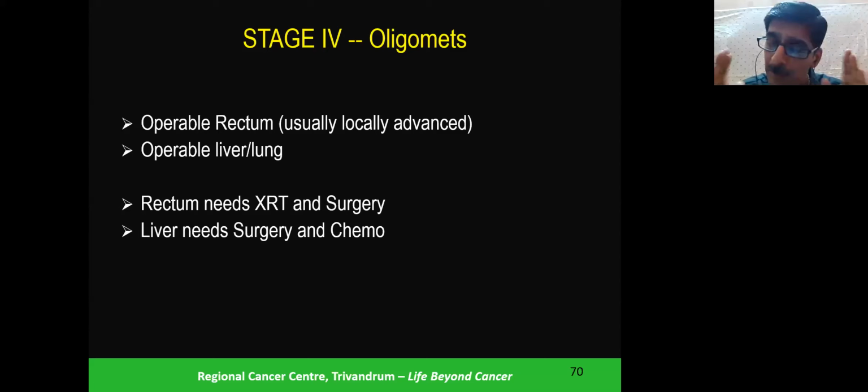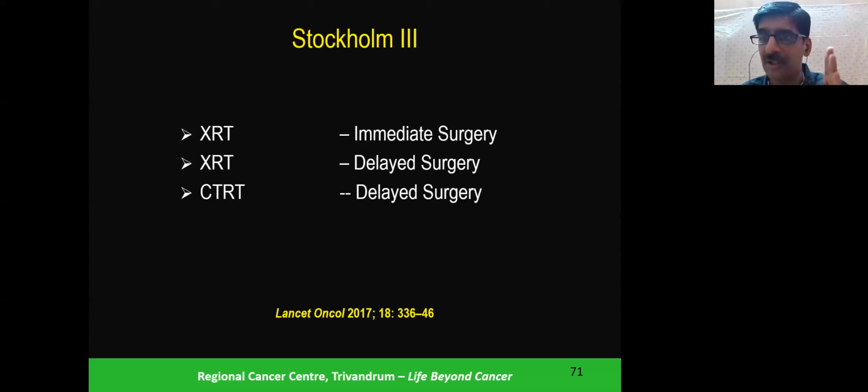Before going into how you would sequence this, I would like to take you to the Stockholm 3 trial, which has changed the entire scenario of managing oligometastatic rectal cancers. There are three arms: short course RT and immediate surgery within 5 days. Short course RT and delayed surgery. This was a new concept.